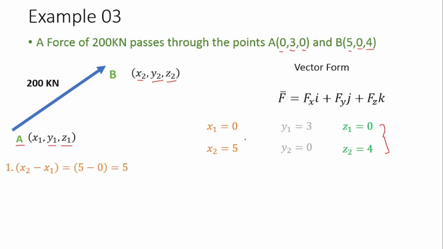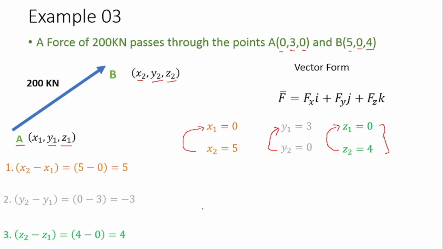Now we'll find the value of x2 minus x1. So it is 5 minus 0 is equal to 5. Next one, y2 minus y1. So it is 0 minus 3, it is equal to minus 3. And at the end, z2 minus z1. So it is 4 minus 0, it is equal to 4. So calculate all the values. Don't make a mistake in the calculation.